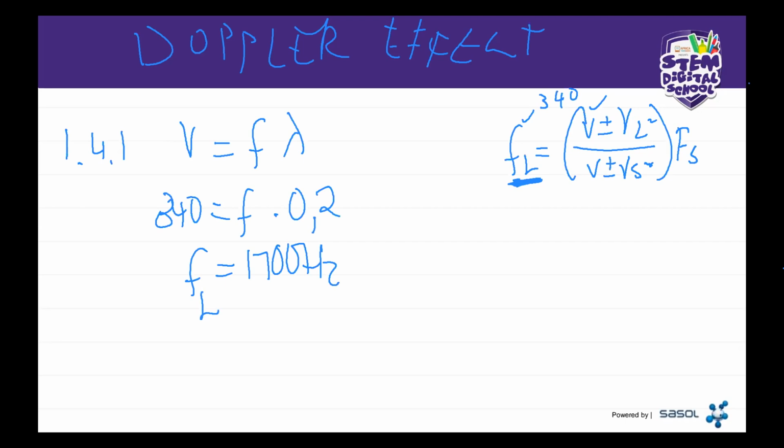So there are many ways to kill the cat. In this case, we couldn't have used this formula here. Why not? Because we do not have the velocity of the source, and we would have two unknowns. We'd have this one as unknown and we'd have that one as unknown. So we can't use that one. Those are the tips that you guys can use.